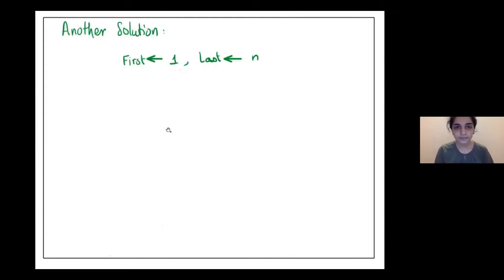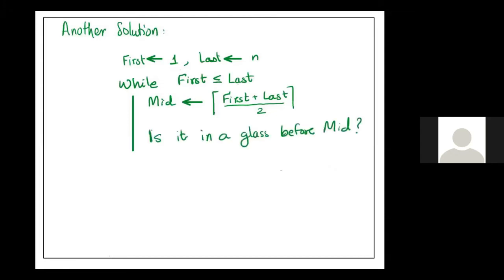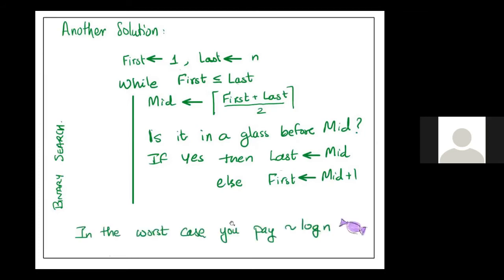So exactly what you both said. You have the first and the last. You define a middle. And now you ask at the middle whether it is before or after. If you get a yes answer, that is, it is before the mid, then of course make the last address mid. And in the other situation, go into the second half of the glasses. Continue like this. This is called binary search. Anybody who has attended a basic course in computer science would have guessed at least that there is something to do with binary search if they hadn't got the full solution.